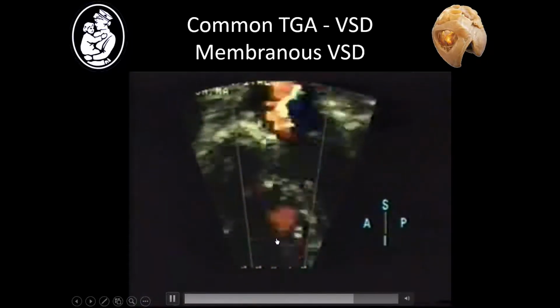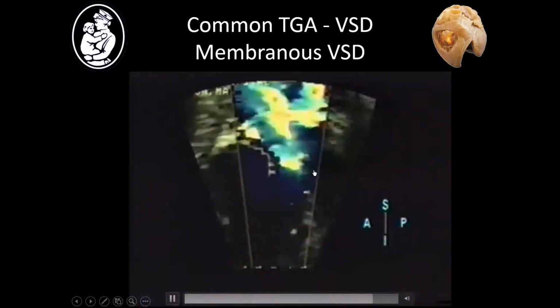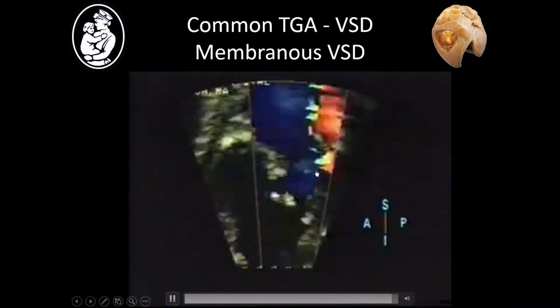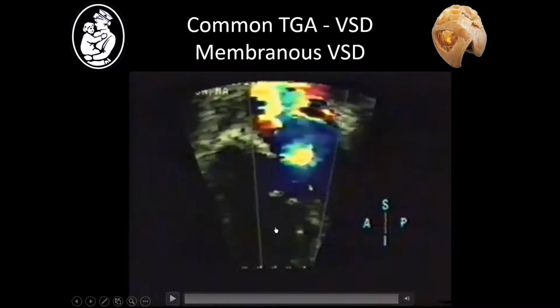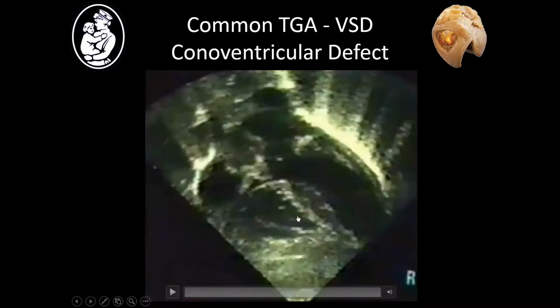And notice that shunting is from right ventricle to left ventricle because this is transposition, and the subpulmonary ventricle is the left ventricle. So the systemic ventricle is here, and shunting will be from right ventricle to left.